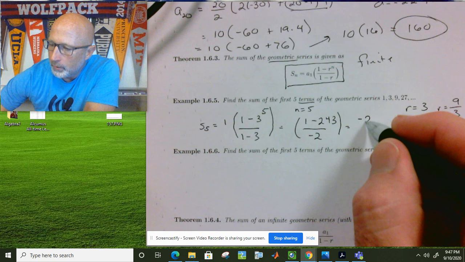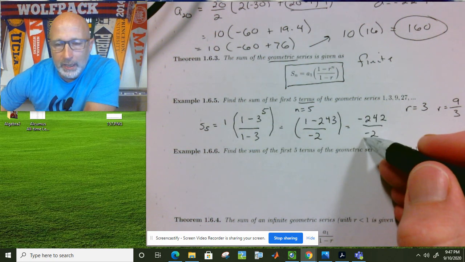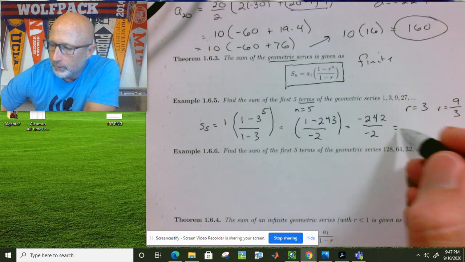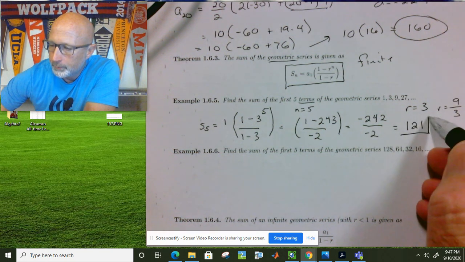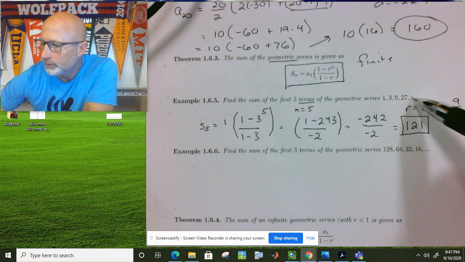So negative 242 all over negative 2. Negative divided by negative is a positive. So this turns out to be 121. Okay, so if you added up the first 5 terms of this sequence, you get 121.